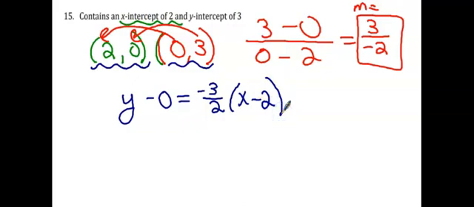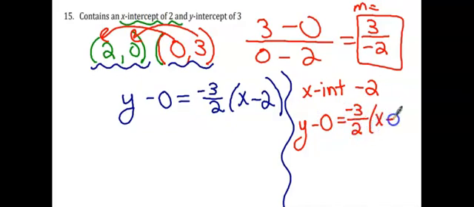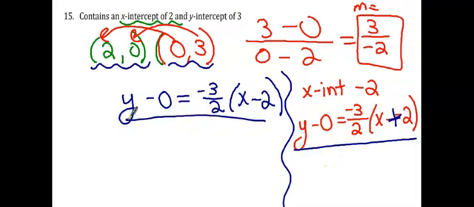Now let's say, for instance, instead of the x-intercept of 2, what if I had an x-intercept of -2? How would that look different? Well, I'd have y minus 0 equals -3/2 times x minus a -2. So how would that change? Well, the two negatives would become positive. So that negative would go away. It is the opposite in point slope form because of those subtraction signs.